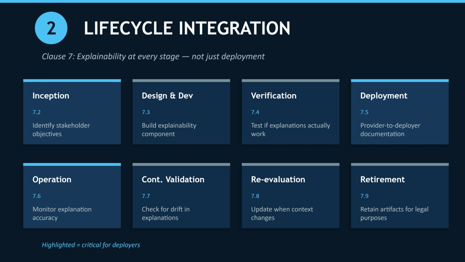For deployers specifically, the critical stages are inception, where you define what explanations you need from your vendor before you buy, and deployment, where you verify that what the vendor provides actually meets your needs. If you don't specify explainability requirements in your procurement process, you've already lost.